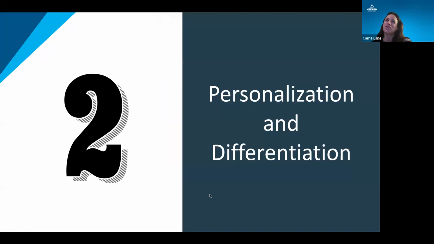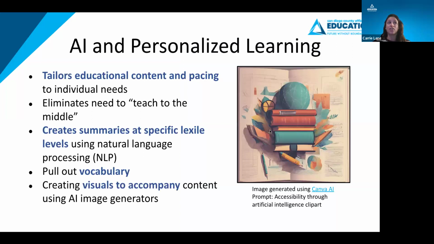All right, so we touched on this a little bit with those personalized learning paths, but AI is a really useful way to personalize and differentiate learning for your students. So you can tailor educational content and pacing to meet individuals' needs. One way you can do this is if you are teaching some type of reading, or any content where you want students to read and gather information from a reading, you can tailor towards specific Lexile levels within your prompts for generative AI.